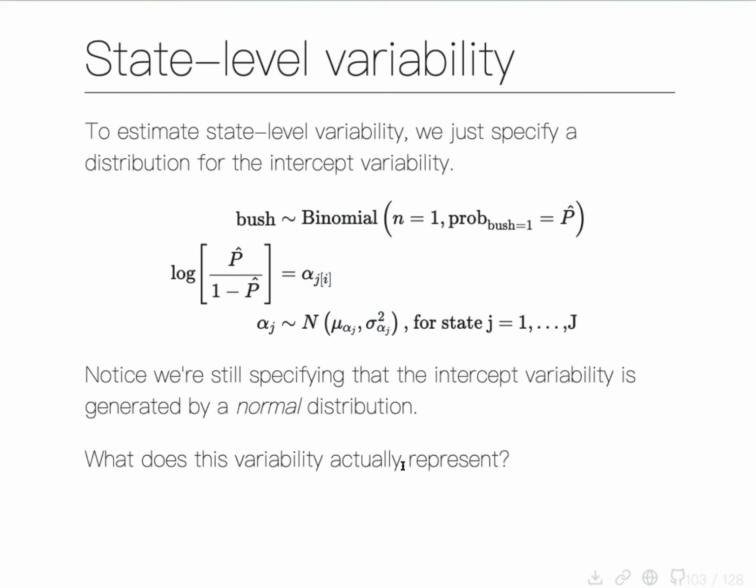So how do we actually do this? Well, before we get to that, what do you think this variability is actually going to represent? It's variance in this thing, right? But what is that thing? Variation on the log odds scale? Yes, it's the log odds. So this is the log odds, and this is between state variability in the log odds. Variance in the log odds.